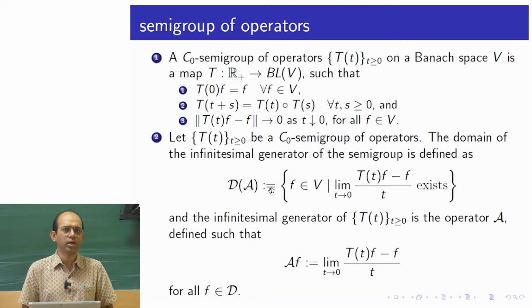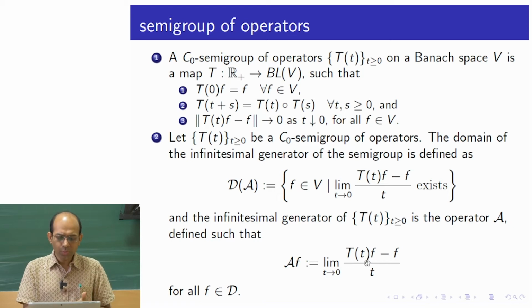We are not going to define the operation of the generator for those f, but only for those f where this limit exists, those we would retain, and this collection we call D(A), or we say it is the domain of A. Then the formula of A is given below: Af is defined as limit t tends to 0 of (T_t f minus f) divided by t. So this is the definition.